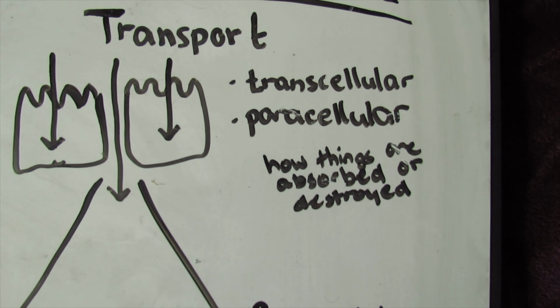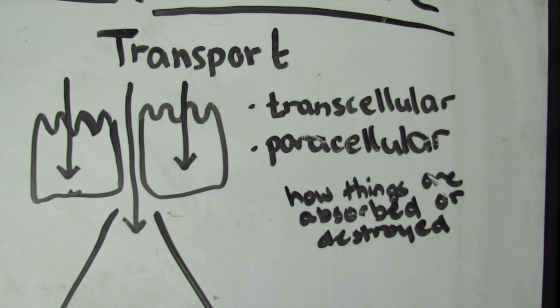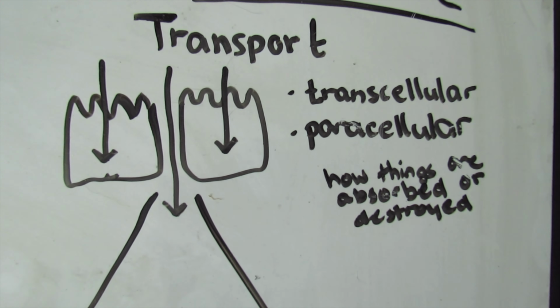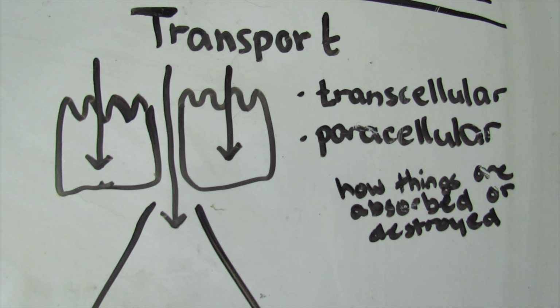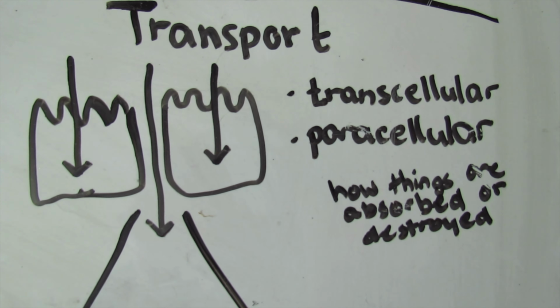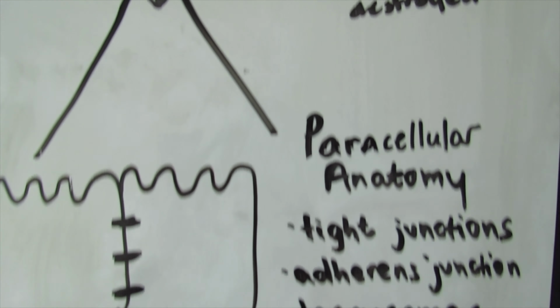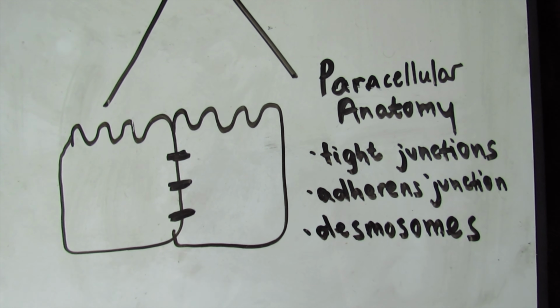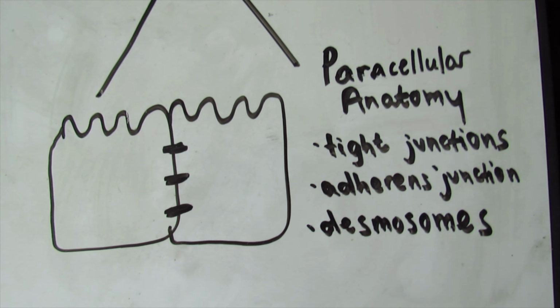Next, we're going to talk about transport in a little bit more detail and the ways that molecules can be transported across the gut barrier, including through or between the cells. And then finally, we're going to take a closer look at the transport between the cells, which is called paracellular transport, and the major proteins that are involved in that process.